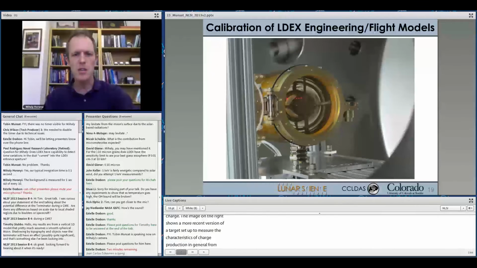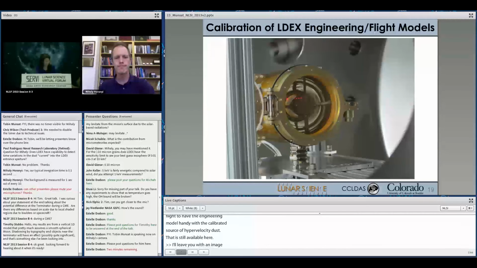This is basically my last slide. I just want to mention, again, as you saw a couple of slides ago, the CDA dust instrument on LADEE was calibrated in this accelerator. And though the main instrument is going to be launched in a couple of months, we all know that sometimes, occasionally, it becomes important, even after the fact, even when the instrument is in flight, to have the engineering model handy with a calibrated source of hypervelocity dust. And so that is still available here. So I'll leave you with an image of LDEX, which we're all excited about, and I can take any questions now.